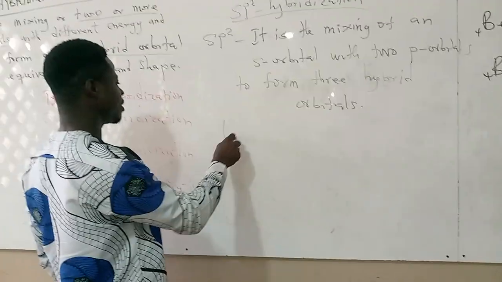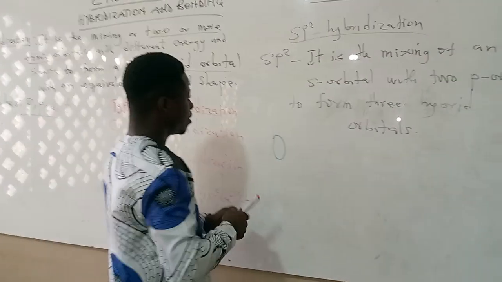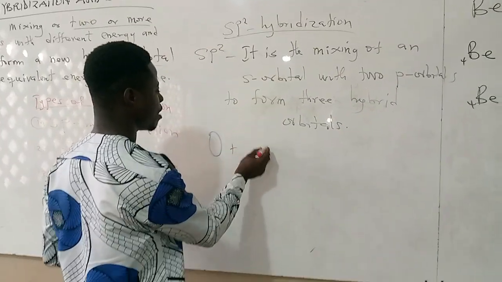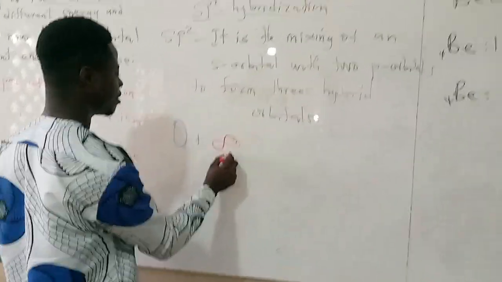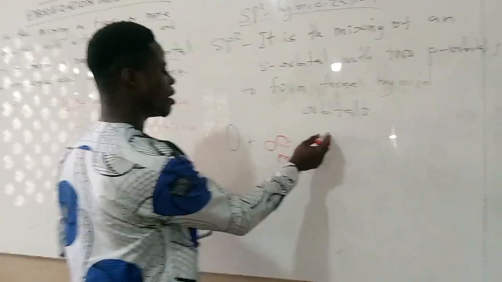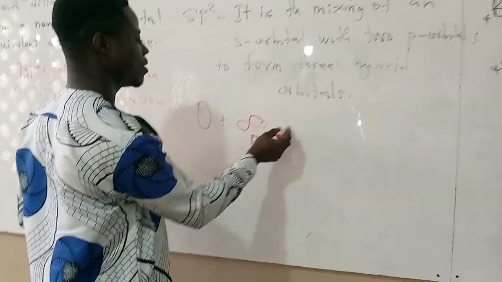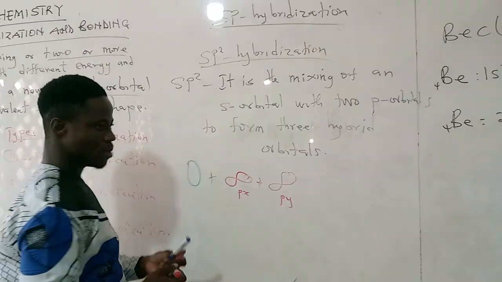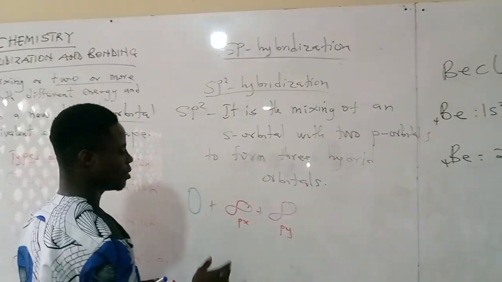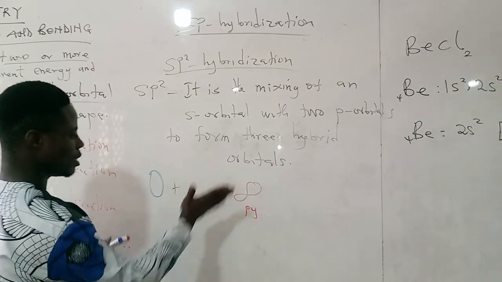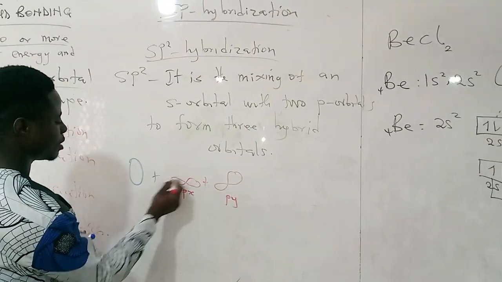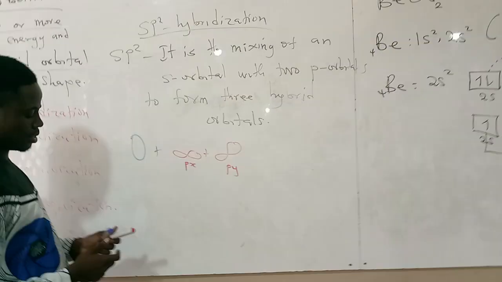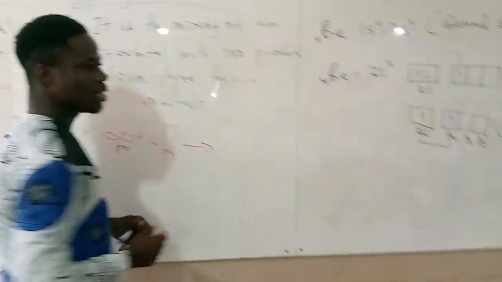Since we are mixing an s orbital with two p orbitals, let's look at how the mixing is done. This is an s orbital, spherical in shape, plus the p orbitals; we know we have two of them. This is px, and this is py. So we are going to mix these three. We are mixing an s orbital with these two p orbitals to form three hybrid orbitals.